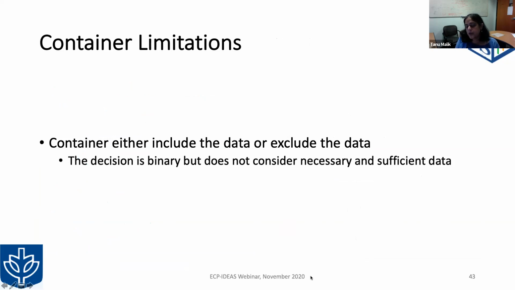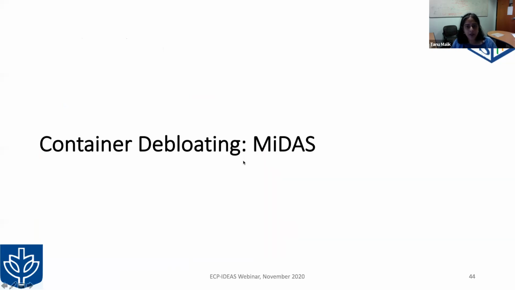So I spoke about automatically creating this reproducible container to reduce the technical debt. But what about data, right? We have lots of data. Right now, the way I showed you, all the data is captured. So it's a binary decision: you either include all the data or you do not include it. But can we do better? Can we have a reproducible container which only uses the necessary and sufficient amount of data that an application uses? So we consider this term debloating the container.